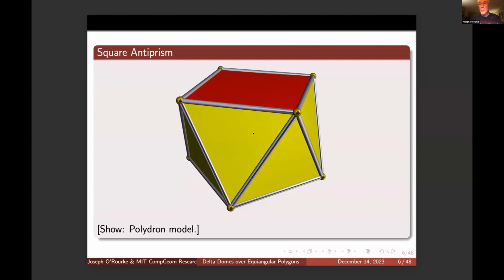And here's another way to dome a square. This is a square antiprism. I also have a model here where the bottom is a square and the top I have left off. It's empty, but you can see that it would be a square. And if I take that square pyramid that I just showed you and put it on top of this, then you have a square at the bottom and a dome made up of equilateral triangles.